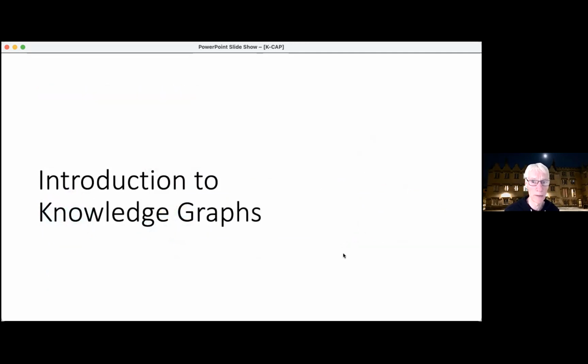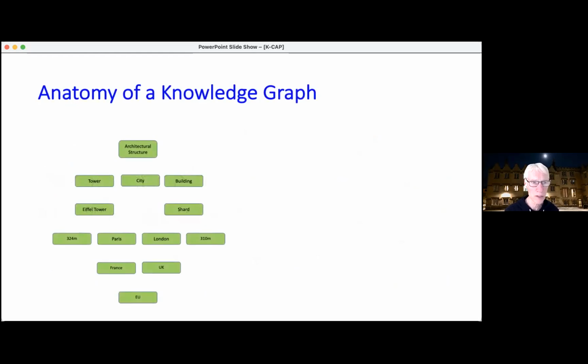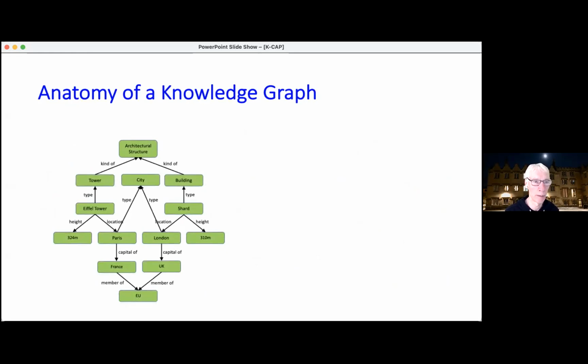Having set the scene and motivated why we might be interested in using a graph at all, I'm going to introduce a small running example and use that to take a slightly more detailed look at what makes up a knowledge graph and what we can do with it, to make sure we're all on the same page. So the anatomy of a knowledge graph: it consists of a bunch of entities and values which make up the vertices of the graph, and these are connected with labeled edges that show how the different entities and values are related to each other.